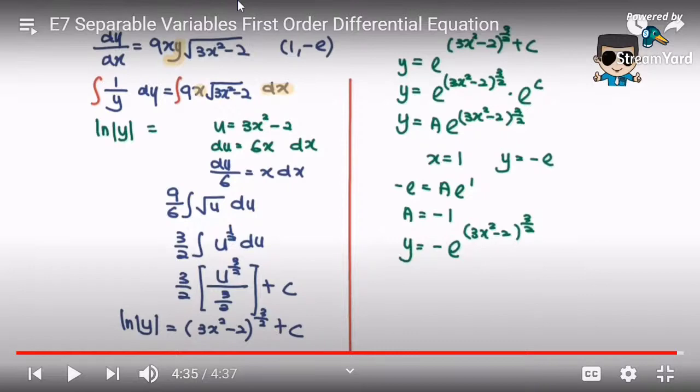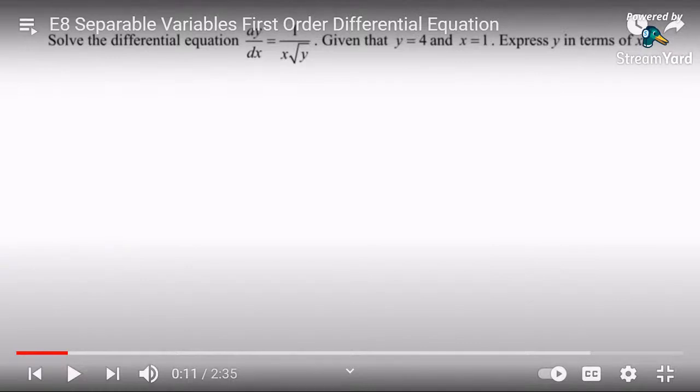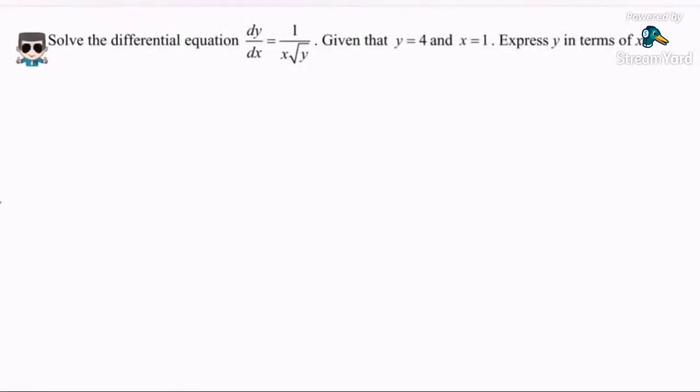Okay, next kita akan bincang pula example yang seterusnya. So example seterusnya adalah example 8. Okay, so macam biasa saya just nak tambah pengalaman you untuk deal with particular solution. So here we have the example of separable variable. Solve the differential equation dy/dx equals to 1 over x multiplied with square root of y. Given that y is equals to 4 and x equals to 1, express y in terms of x.